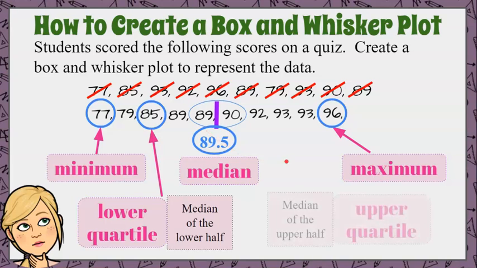Now we're going to look at our upper quartile, and that's the upper 50%. So this is the upper half of my data, and I need the median of the upper half. The median is 93. So that's going to end my box.